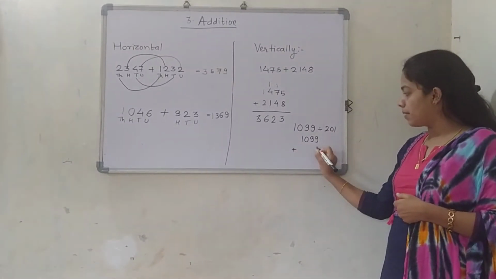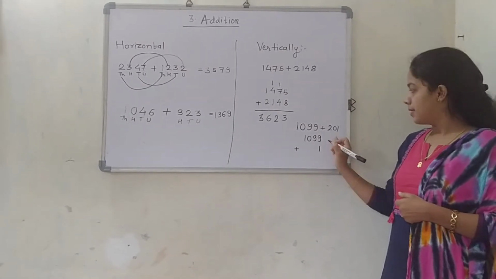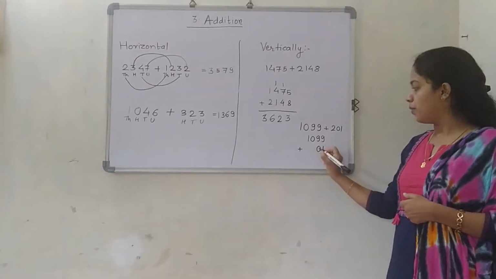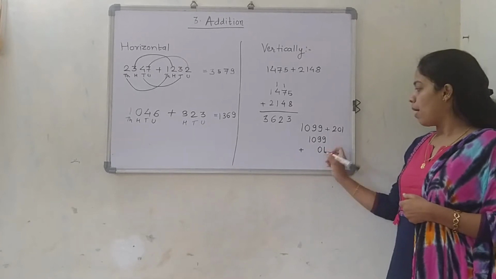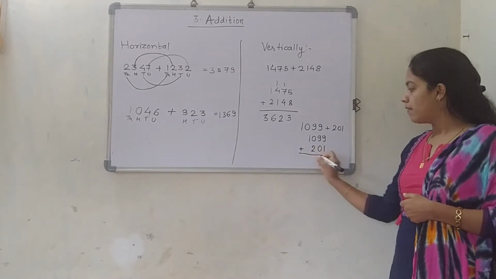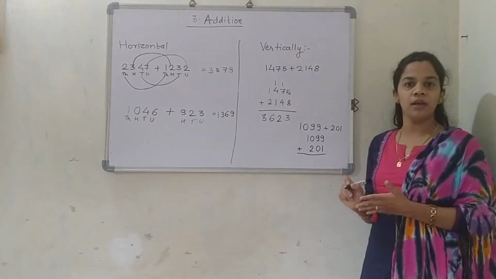Fine. Plus 201. How am I going to write it? Just see, 1 will come at the unit place. Correct? 0 is at the tens place, so I am going to write 0 over here. And 2 I am going to write over here. How am I going to add them? Just you help me out.